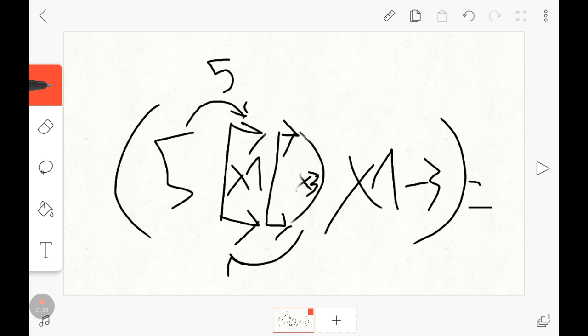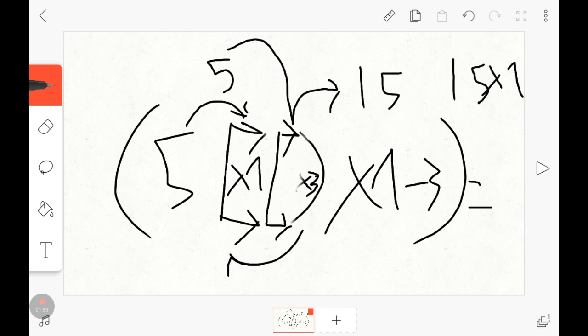And that 5 needs to go with the 3. And you get 15. And 15 times 1 equals 15 minus 3 equals 12, so the answer to this question is 12.